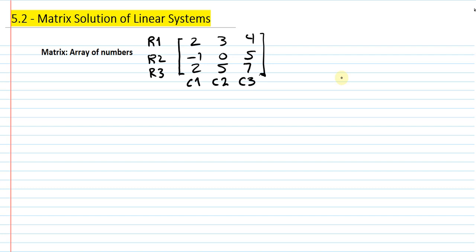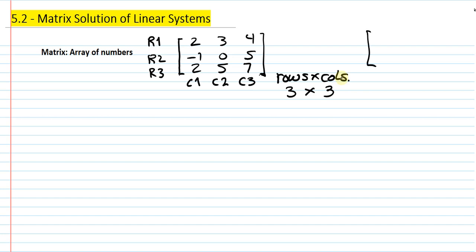Every matrix has a dimension or size. The size or dimension of the matrix, or the order of the matrix, is the number of rows by columns. It has to be in that order, by the way. Rows by columns. So this one has 3 rows, 3 columns.